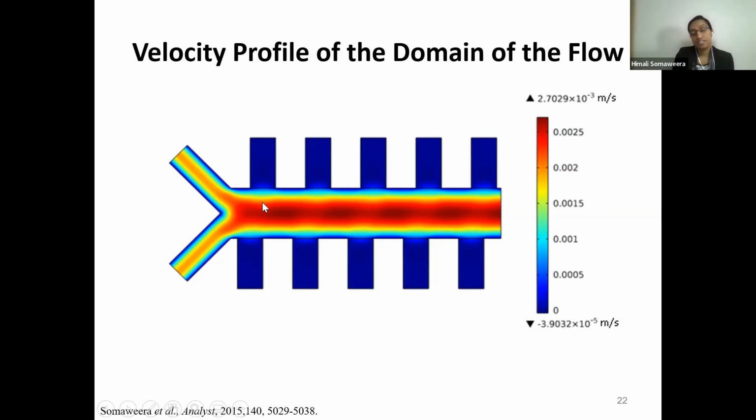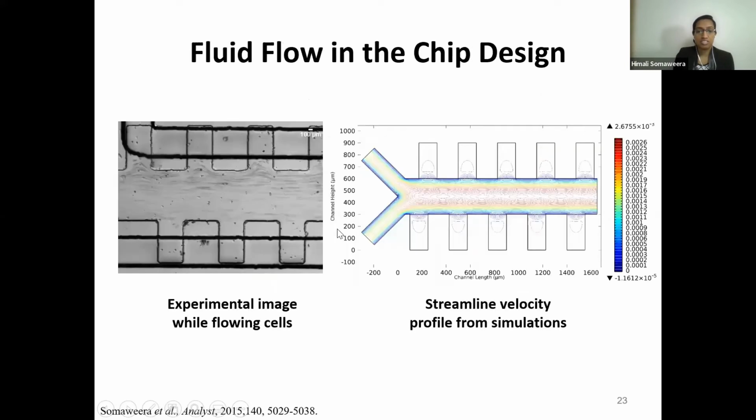To make sure that there's no velocity profile or no fluid going into the side channel by convection, we used COMSOL and calculated the velocity profile of the domain of the flow. We can see that there is no fluid moving to the side channel. It's only via diffusion. That is also shown in the experimental image I took while flowing the cells. It only has high velocity in the main fluidic channel, not in the side chambers.